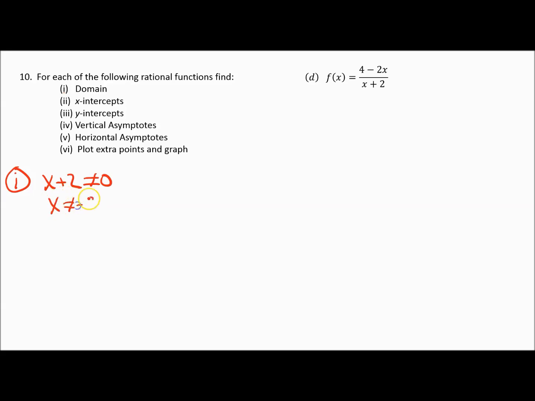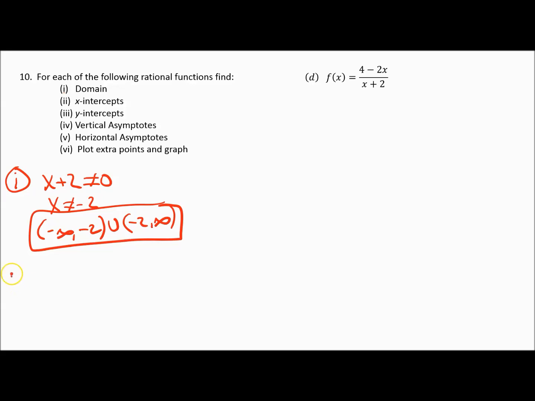X cannot be -2. You're supposed to write this in interval notation. So you're using parentheses around the infinities, because infinities always have parentheses, and parentheses around the -2, because the -2 is not included in the interval of your domain. So anything in this list you're allowed to plug into this function. That means everything but -2.